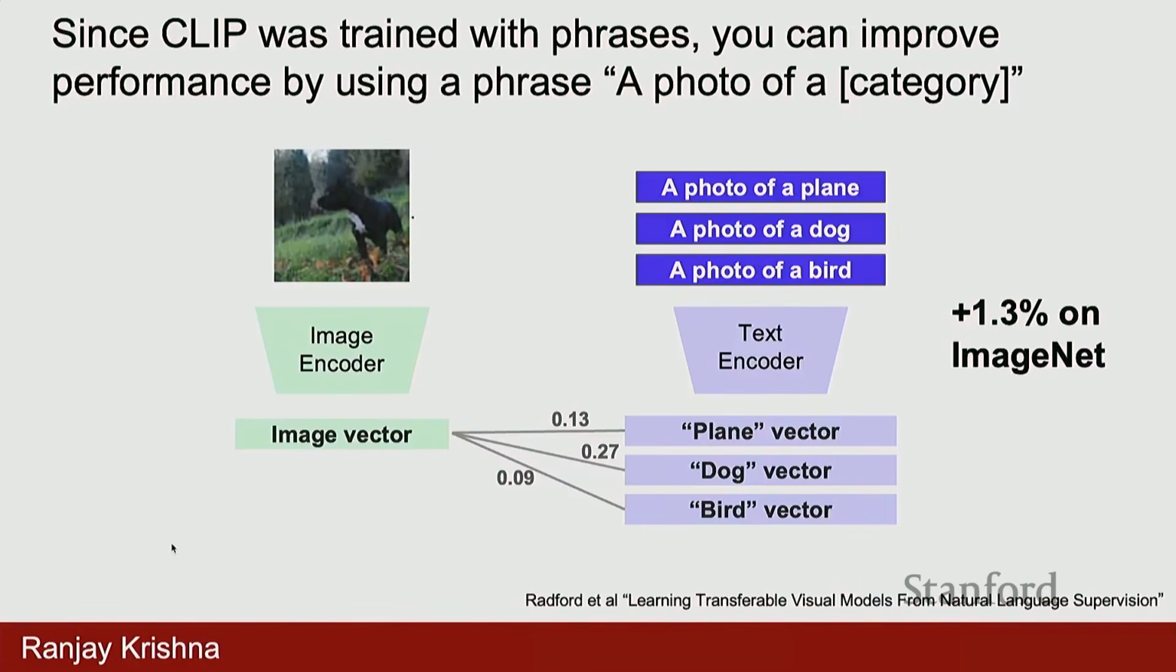CLIP was trained from just phrases that were downloaded from the internet. And so ideally, you want to pick the right phrase that gives you the best representation. So instead of just having the categories plane, dog, and bird, you might instead want to embed a vector that represents a photo of a plane, a photo of a dog. And it turns out if you do this one small change, you suddenly get a large boost on ImageNet, where you see an improvement of about 1.3%.